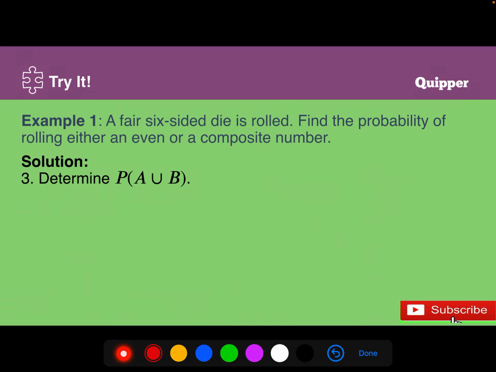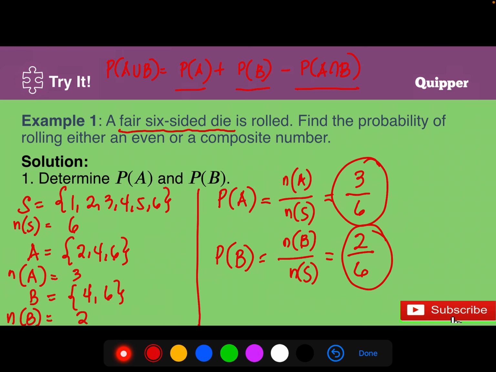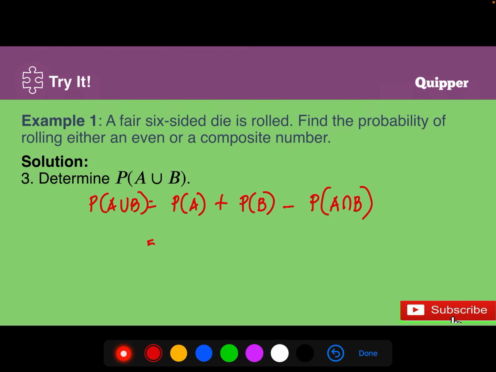Now is finding the probability of A union B. Probability of A union B is equal to the probability of A plus the probability of B minus the probability of A intersection B. Our probability of A there, going back, we have 3 over 6, and 2 over 6 for P of B. So 3 over 6 plus P of B is 2 over 6 minus the probability of A intersection B, which is only 1 out of 6.